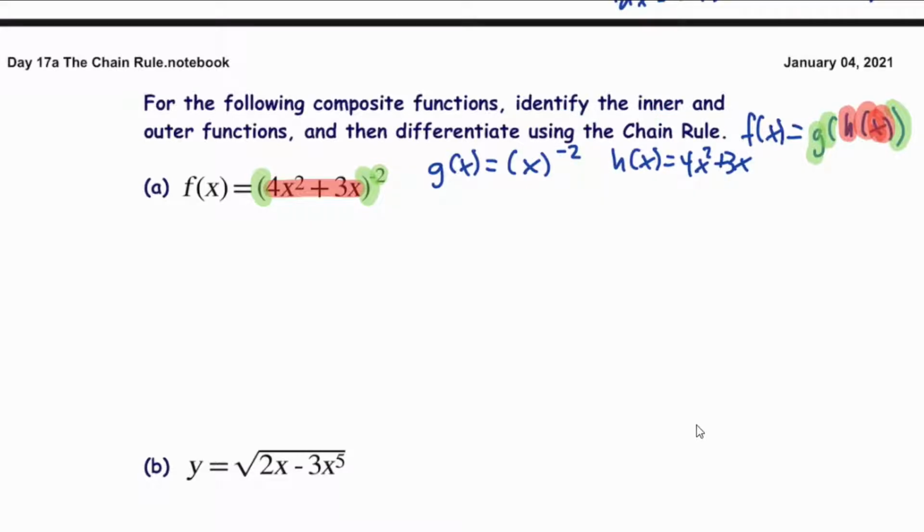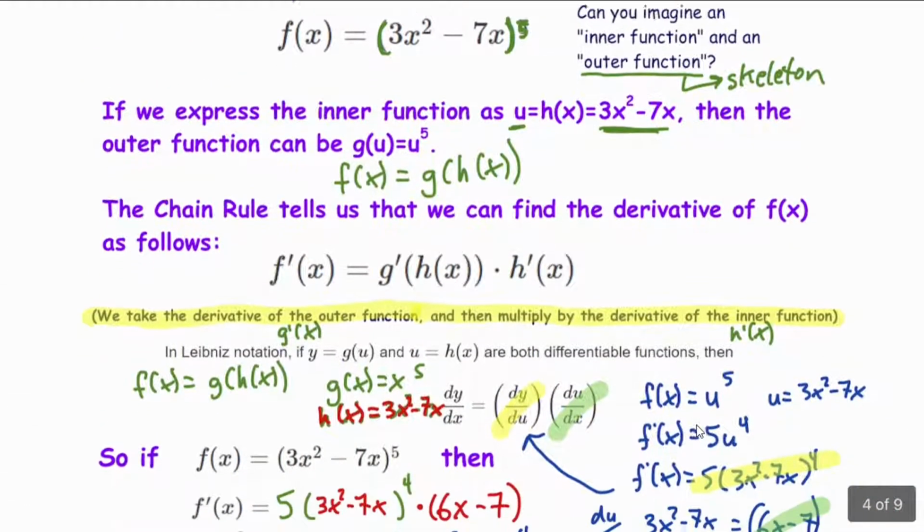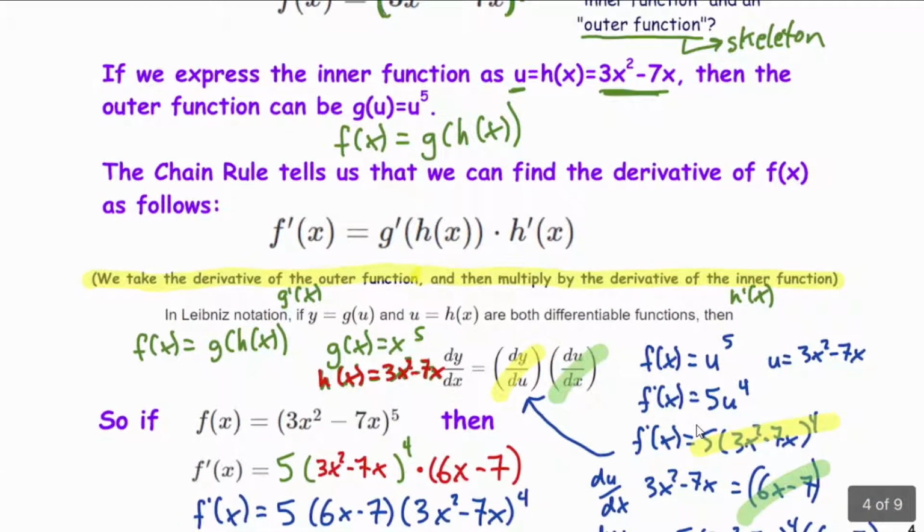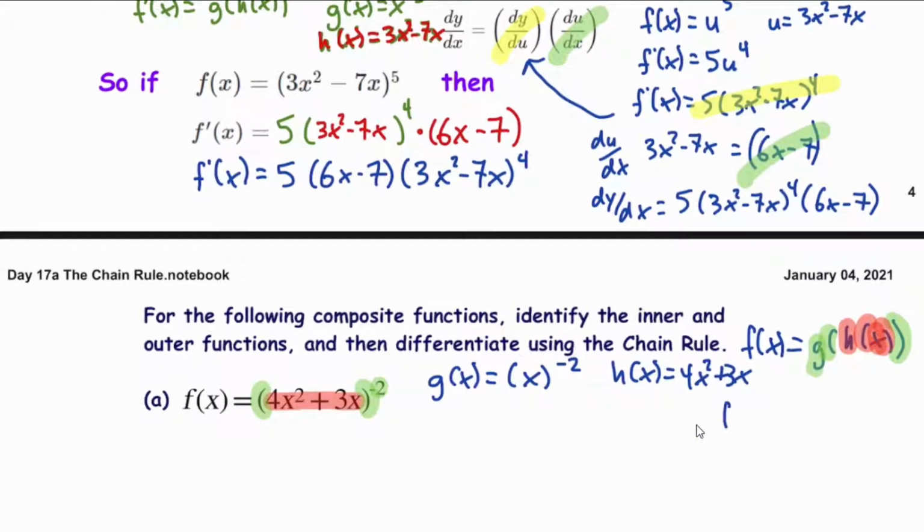All right, I'm just going to leave that there. It's not worth the hassle. Chain rule says f prime x equals g prime of h of x times the derivative of h of x. So f prime x equals g prime h of x times h prime x.